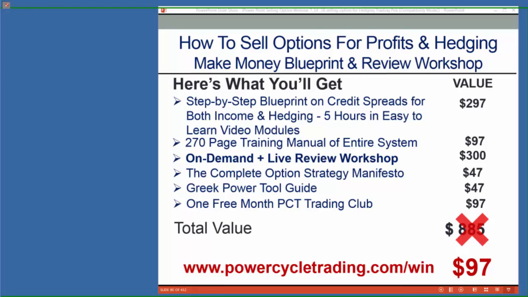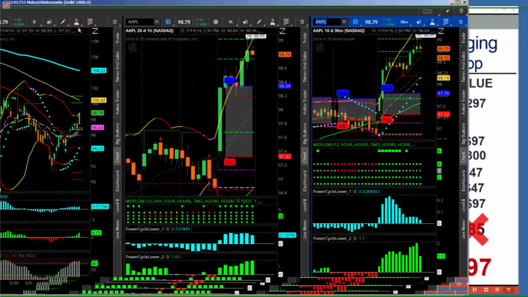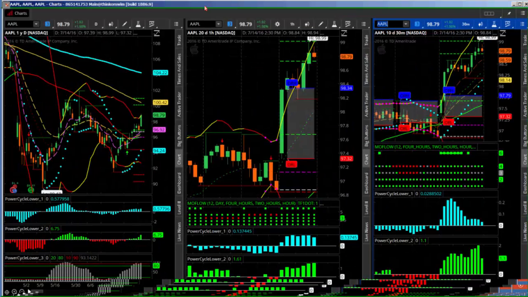If I can find my chart here, I'll show you. Hold on, I'm trying to pull up my trading model here. Oh, there it is. So what I like to do is use my model to set my directional parameters, and then I'll trade according to the direction, using options.